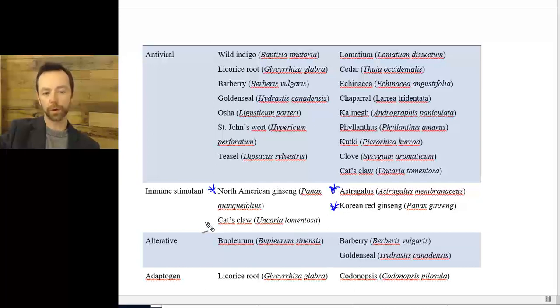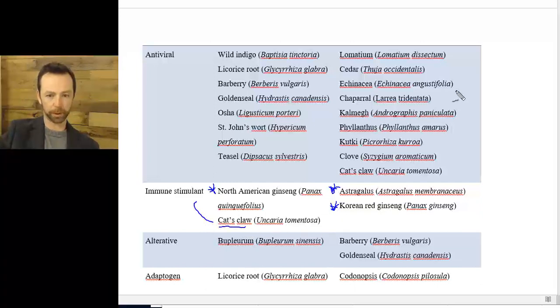Cat's claw, we're starting to build a case for. I suspect we will find this one joins the group, and that's why it's here. It doesn't usually go in the antiviral category, but it often goes in an antimicrobial, sometimes antifungal category, and then other times also anti-inflammatory. So cat's claw, we're going to leave it in here for this section.